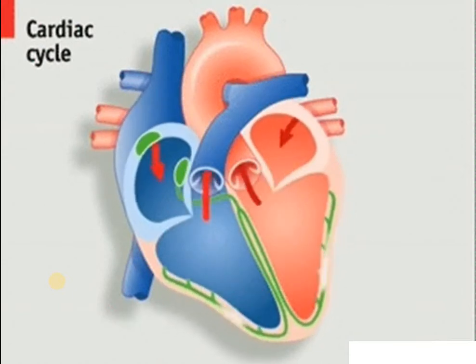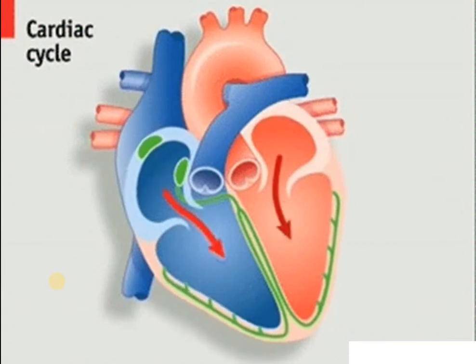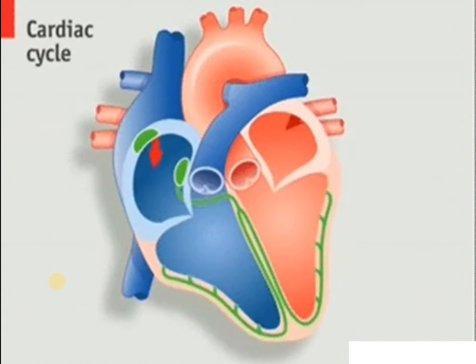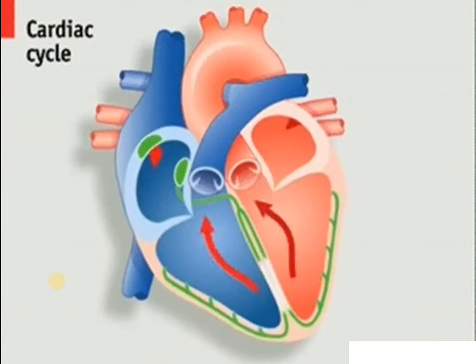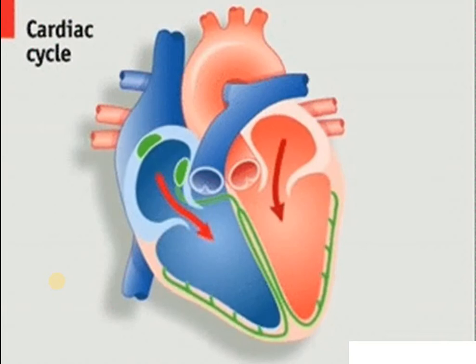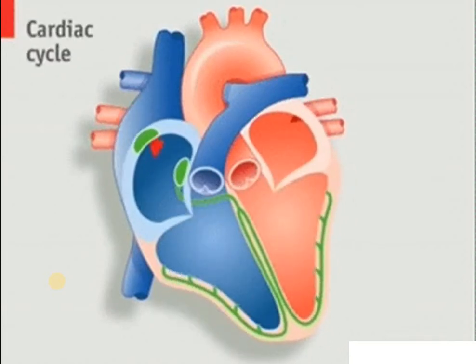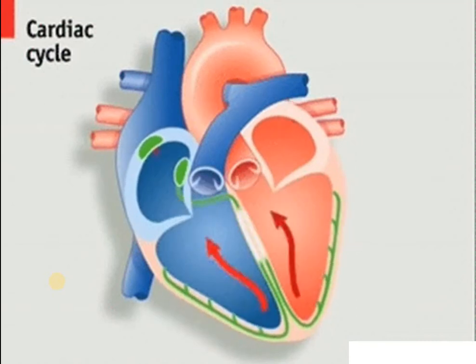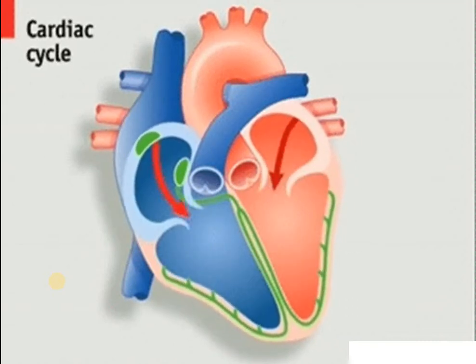You can see that both the atria are contracting simultaneously and they are pumping the blood into the respective ventricles. On the other hand, both the ventricles are contracting, again simultaneously, and are pumping the blood to the aortic arch and pulmonary arch. We can also see different valves here.